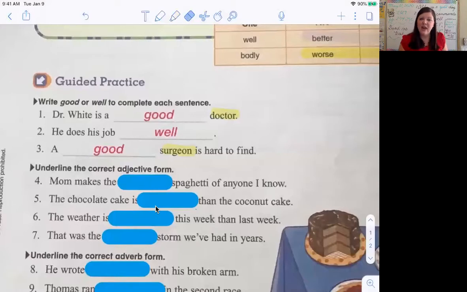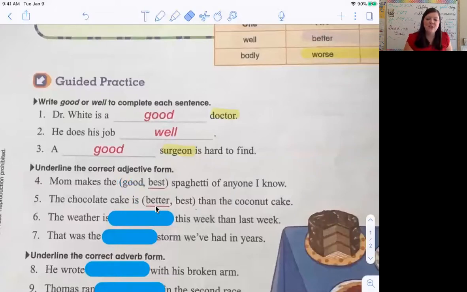For the next section, you're having to make a choice. Let's underline the correct adjective. Mom makes the good or best spaghetti of anyone I know. Well, let's think about that. Do you only know 2 people? I don't think so. So I think it'd be safe to say that your mom makes the best spaghetti of anyone. Number 5, the chocolate cake is better, best than the coconut cake. How many cakes are in this sentence? 2, the chocolate and the coconut. Because we're comparing 2 things, we're going to use ER, better, not EST.